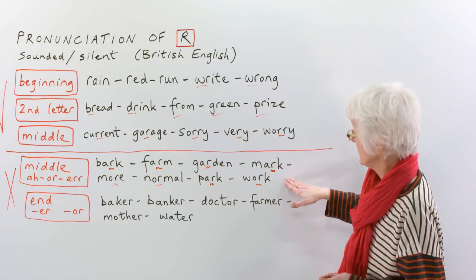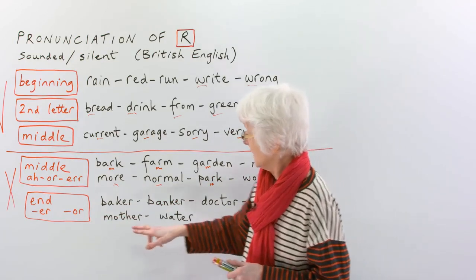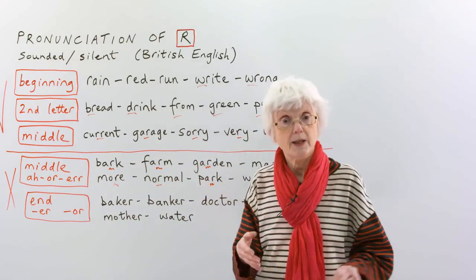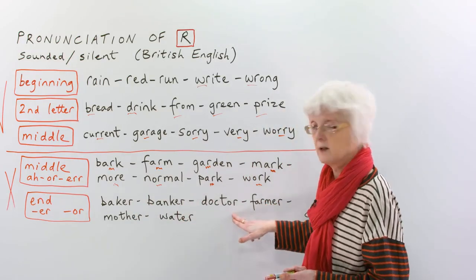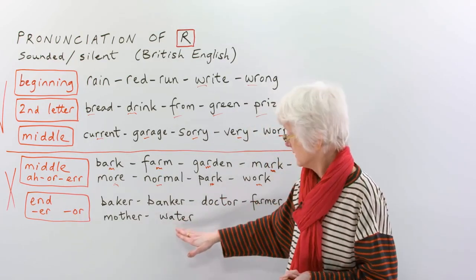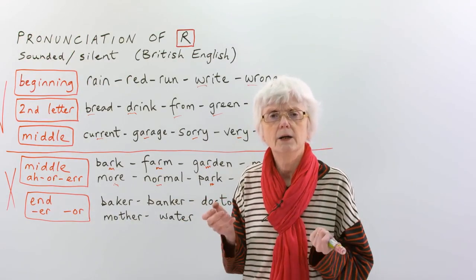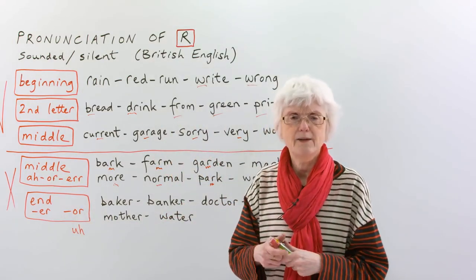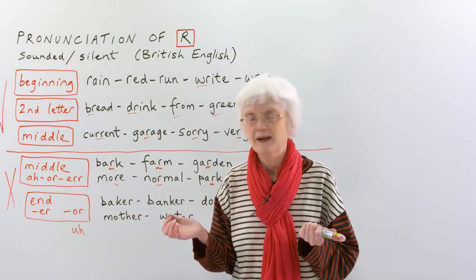Okay, good. And then finally, where the R comes at the end of a word, often words that end in ER and OR. Sometimes they're professions like baker, banker, doctor, farmer, or other words like mother, water. So it's just like at the end. It's a bit like that. If you're asking somebody what's going on, it's that sort of sound.